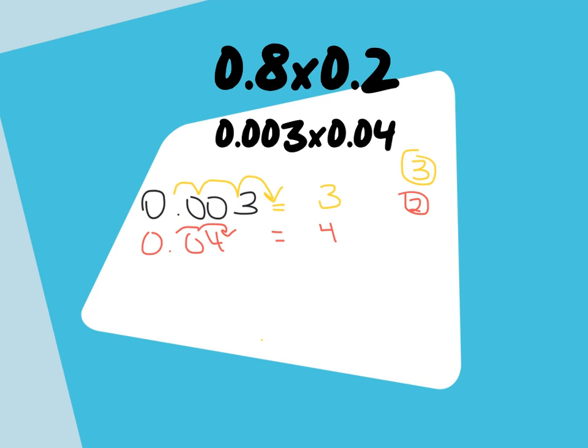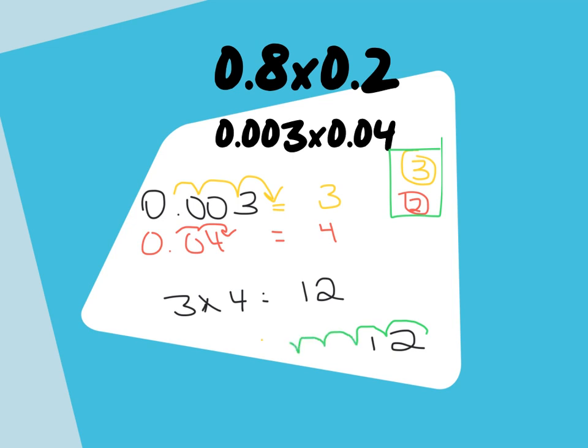Right, so that means we've got a value of 3 times 4. Hopefully we can all do this. It comes to 12. Right, now we've got to deal with our decimal points. We've moved it a grand total of 5 times. That means we've got to move it backwards a grand total of 5 times. So we've got to go 1, 2, 3, 4, 5, and that's where we put our decimal point.